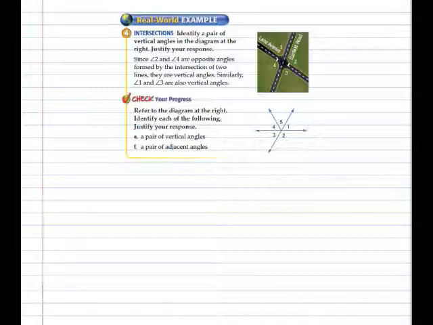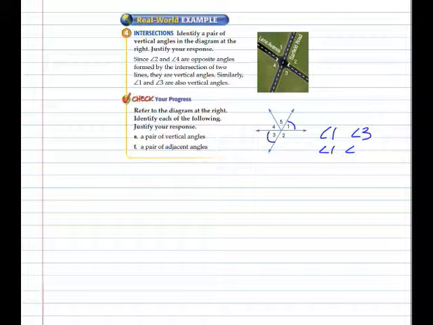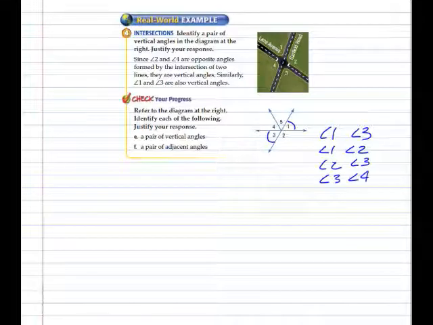Refer to the diagram at the right. Identify each of the following. Justify your response. A pair of vertical angles. The only vertical angles I see here are angles 1 and 3. Adjacent angles, have several of those. I'm going to just say angle 1 and angle 2. I could also have angle 2, angle 3, angle 3, angle 4, and so on.